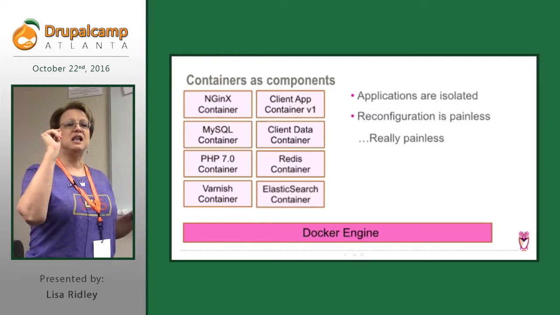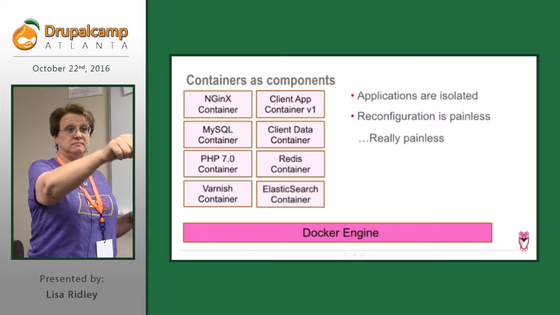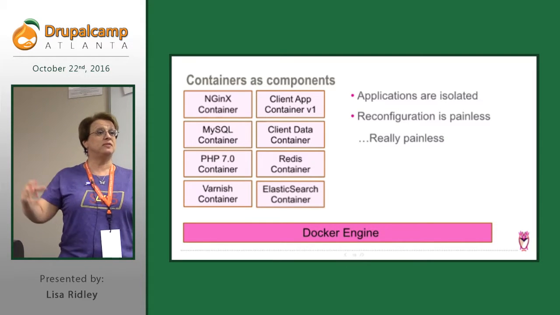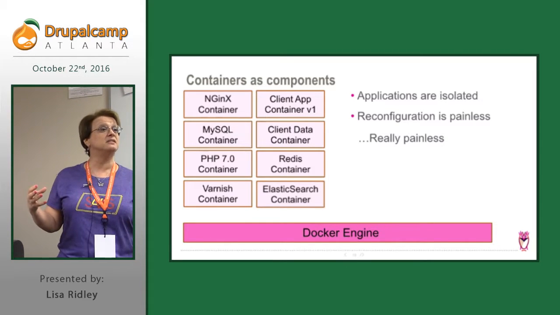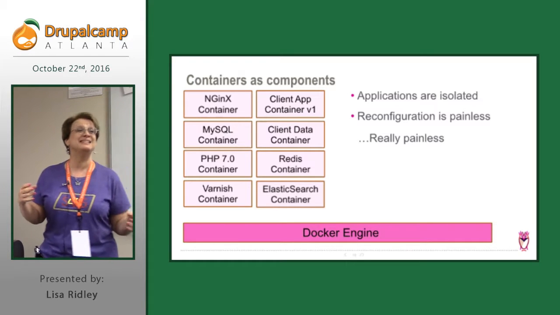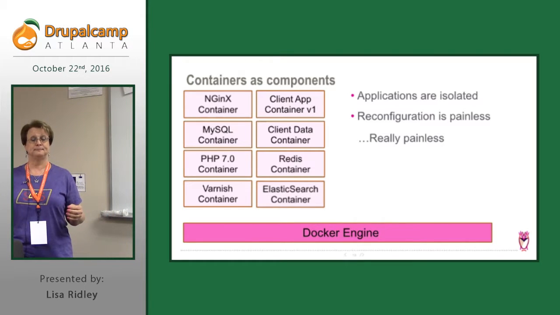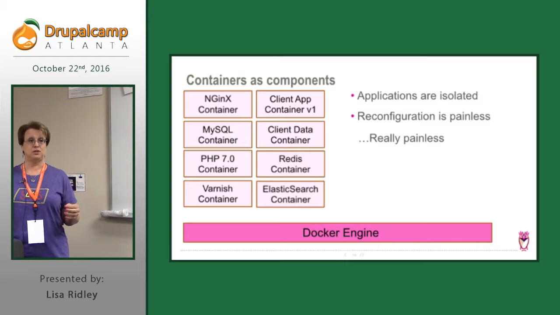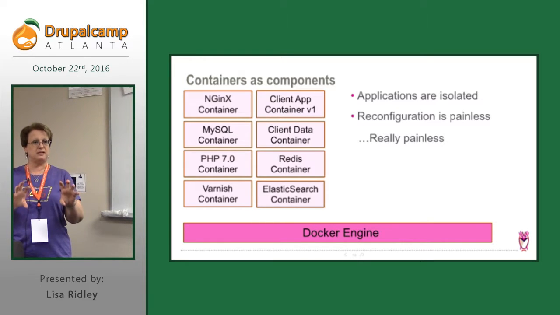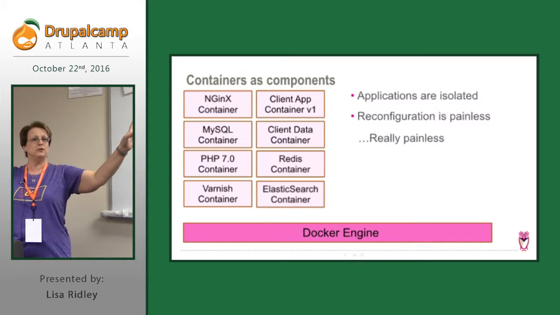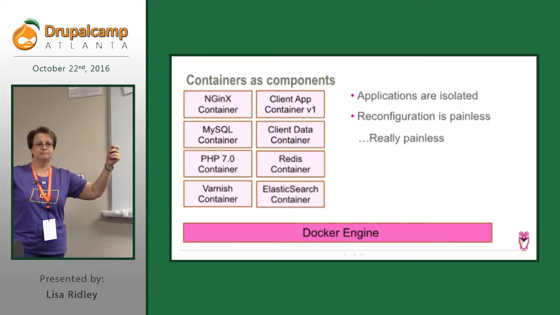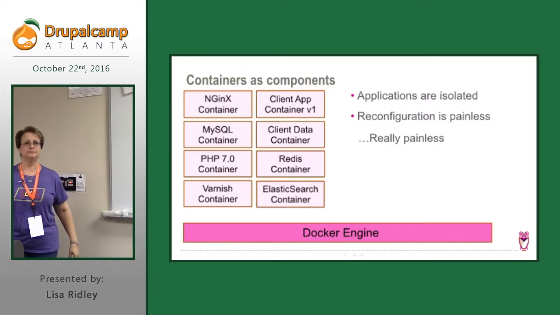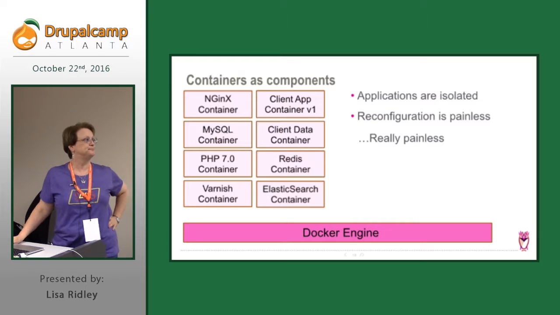So think of it as a class and an instance. The image being the class, and the containers being an instance of that. Okay. So while they're using the same basic container, they will be two different instances of that container, each one isolated from the other.